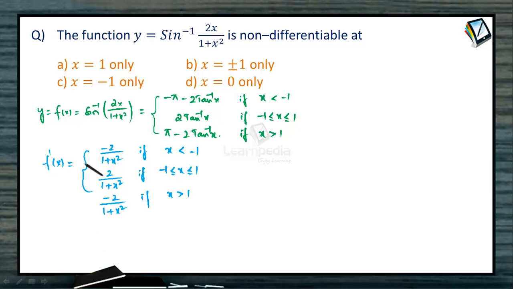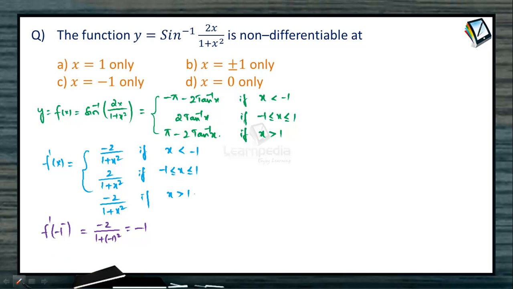Now we have f dash x also defined piecewise, and as we decided, we need to verify the derivatives at minus 1 and at plus 1 where there is a break. So if you observe, what is f dash of minus 1 minus, that is when x is less than minus 1? Then the derivative becomes minus 2 by 1 plus minus 1 whole square, minus 2 by 2, this value is minus 1. So we are able to identify the left hand derivative at minus 1.